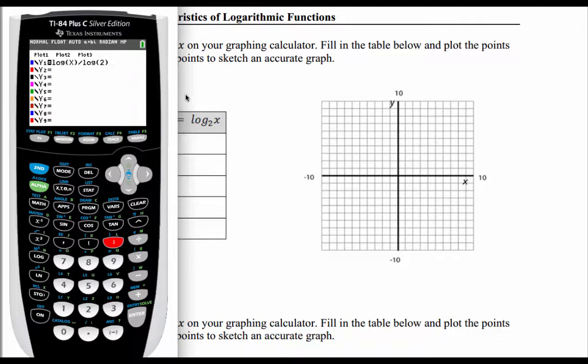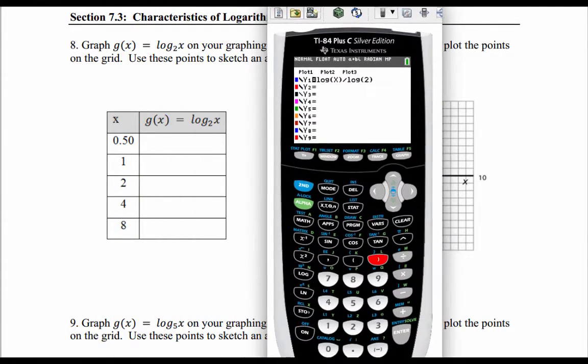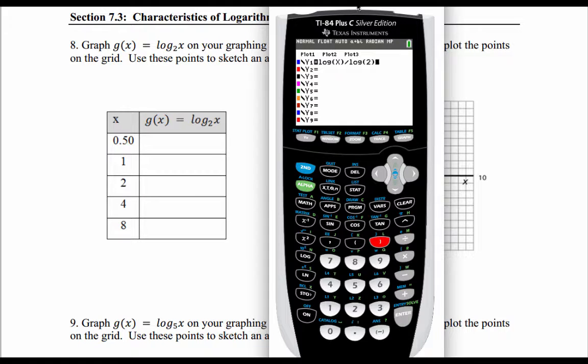All right, cool. So now that we've got that, they want us to generate a table, and the points we want are 0.5, 1, 2, 4, and 8. So I'm going to go into my table setup here, and I'm going to make my table start at, I don't know, let's make it start at 1. It doesn't matter because I'm going to change the auto to ask. That's the main thing here. I want to change this to ask on the independent. When I change my table to ask on the independent, it allows me to input these values and it will give me the corresponding outputs.